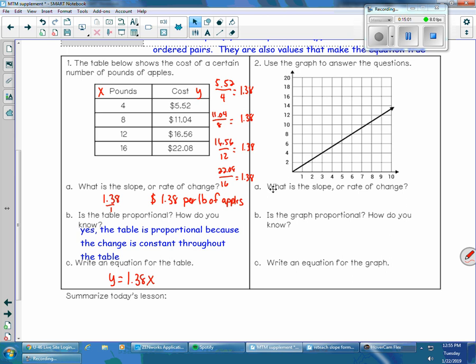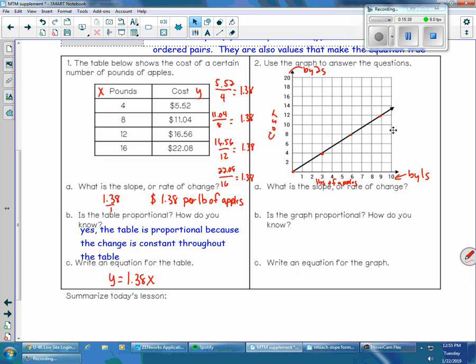analyze this graph, okay? Notice, this is going by 2s. This is going by 1s. They didn't label my graph again, but I know that this is my pounds. And this is my cost. They really should label it. Okay, so I'm going to pick out the integer coordinates again, because that's going to be the easiest way for me to calculate the slope, okay? And it should be constant throughout my graph.